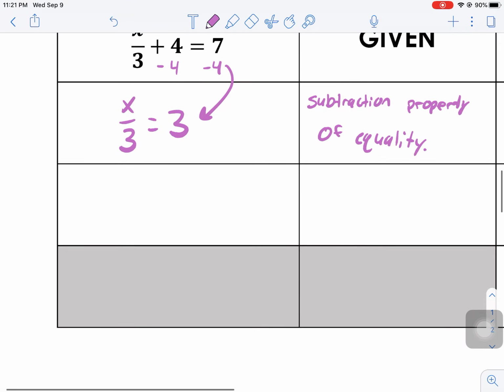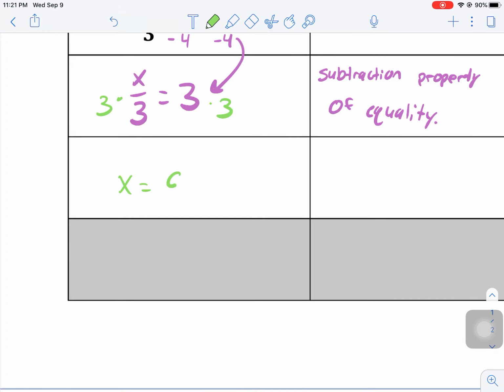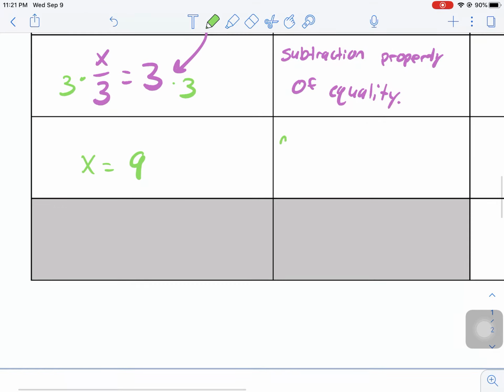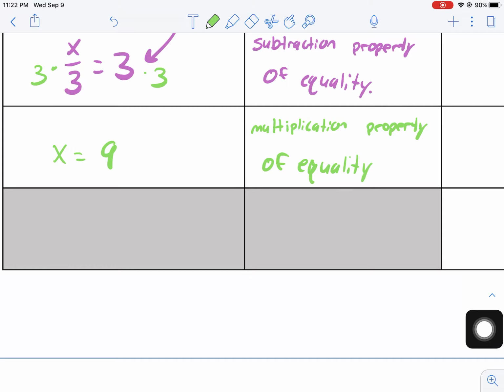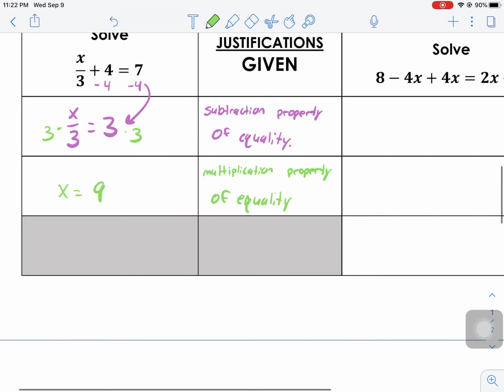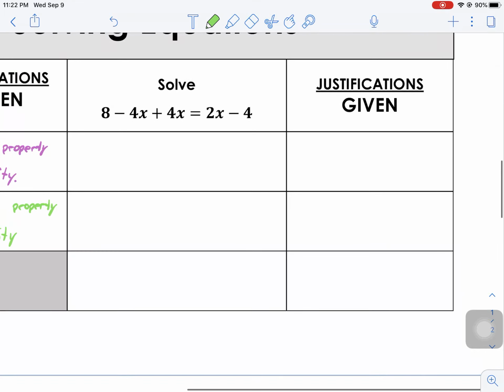Okay, and then the next step here that we would do is multiply by 3 on both sides. When we do that, we would get x is equal to 9. And then the property we use there is the multiplication property of equality. Okay, and I'm going to show you how you guys can kind of simplify those so that you don't have to write it out the entire time, every time. But you do need to say it's a property of equality. That's super important.